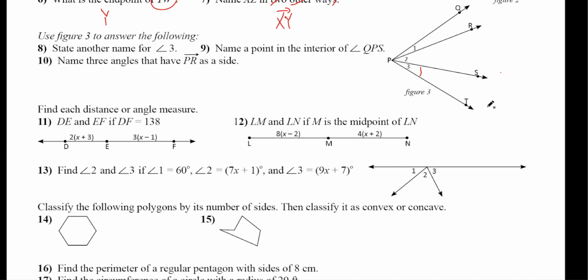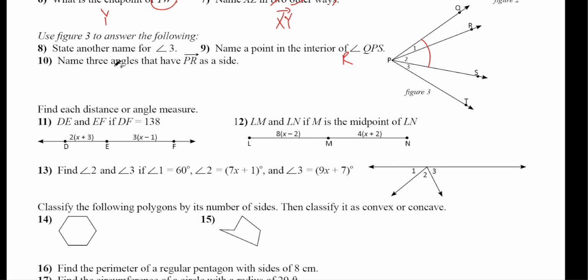Everybody see that? Name a point in the interior of QPS. So where is QPS? QPS, that's this right there. Give me a point that's in the interior, which means in between those two rays. Point R. Super easy. Is there any other point? Nope. Can't say Q. Q's not in the interior because it's actually on the angle itself. Can't say S. Can't say T because T is on the exterior of it.